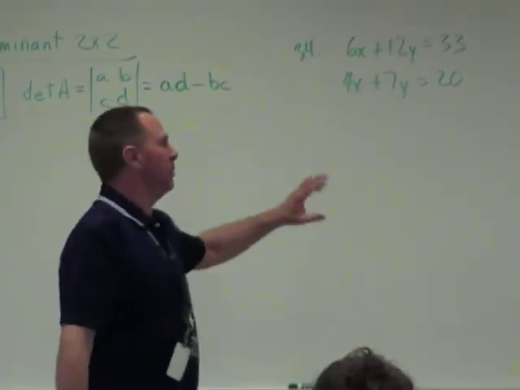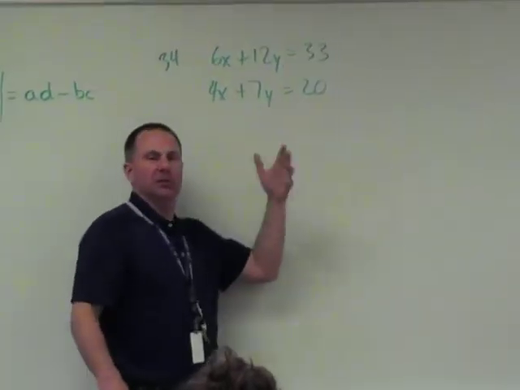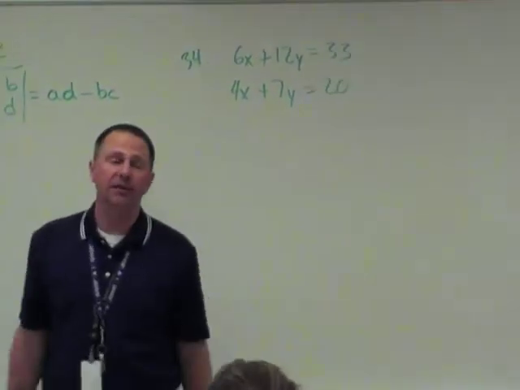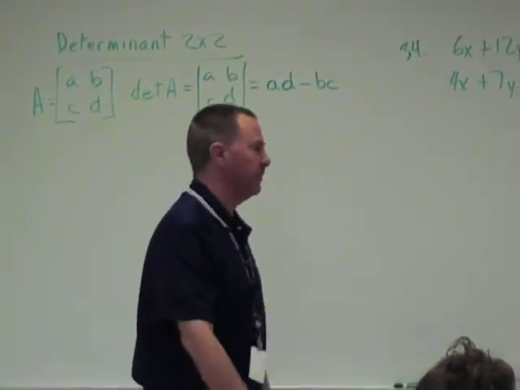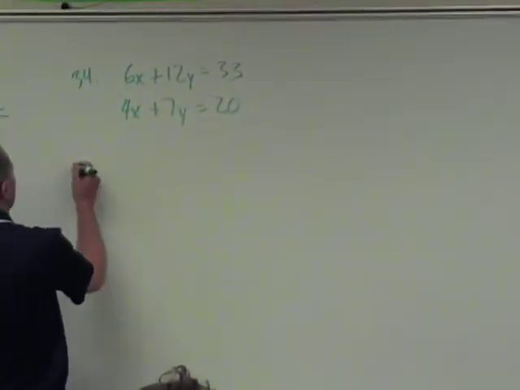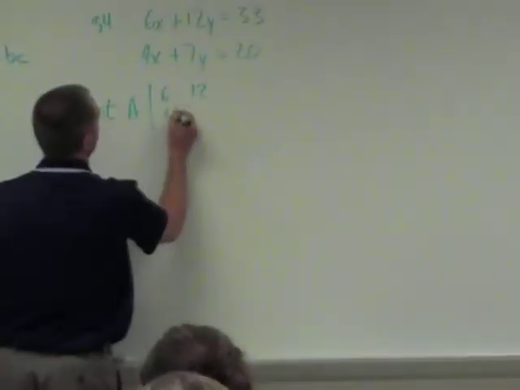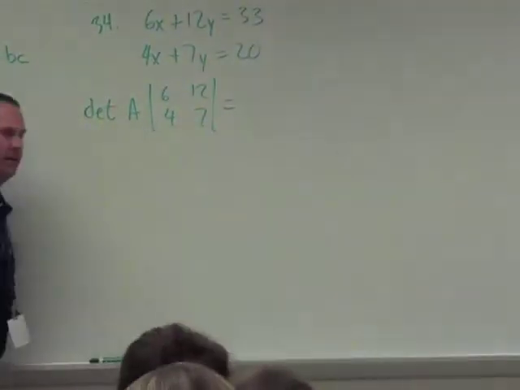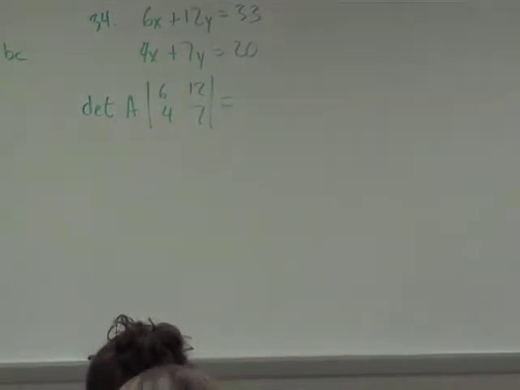Okay. You can put it in slope-intercept form, you could graph it, you could do substitution, elimination, you could find the inverse of it. You all know how to do all those things. I want you to come up with the determinant of this. 6, 12, 4, and 7. Everybody do that. Follow the formula there.